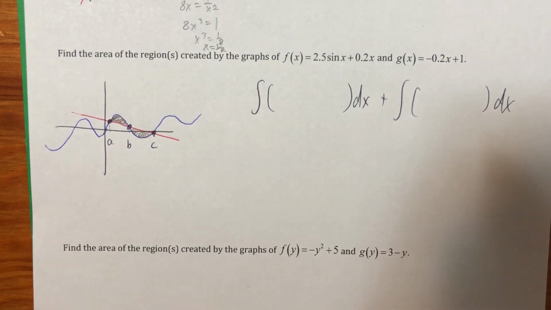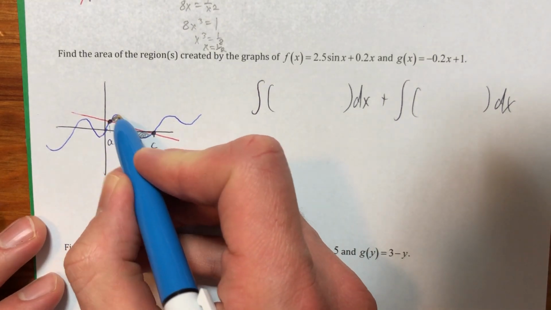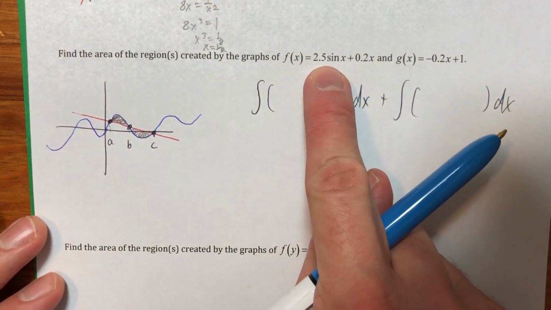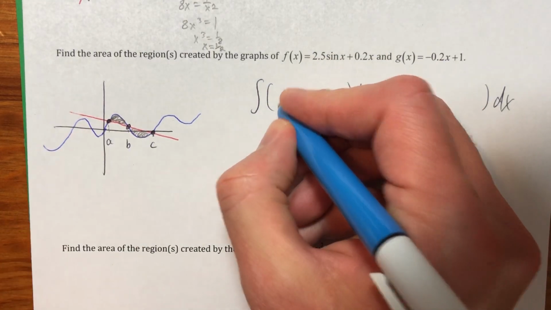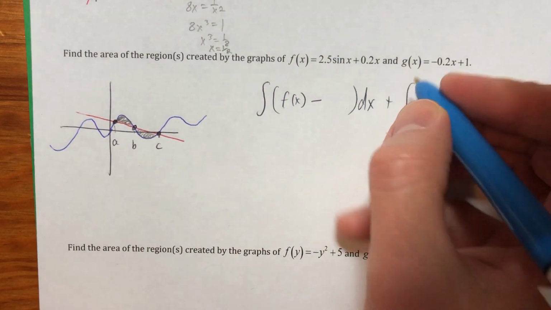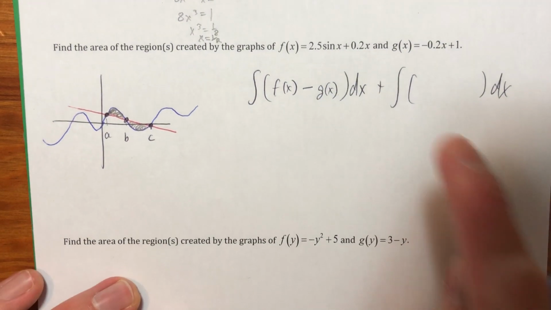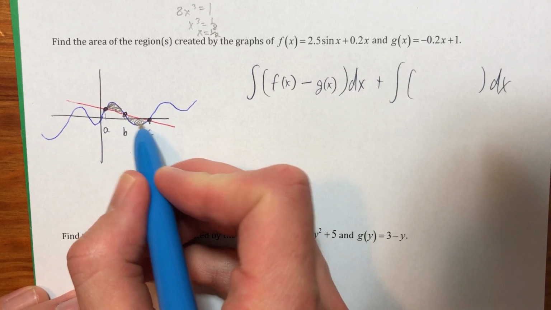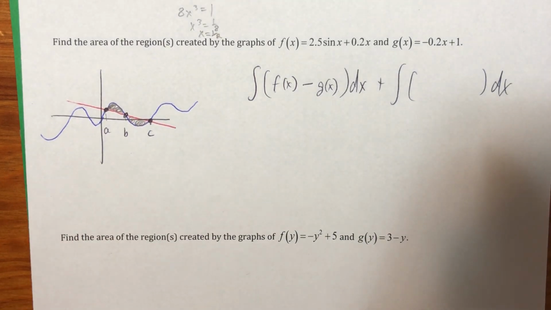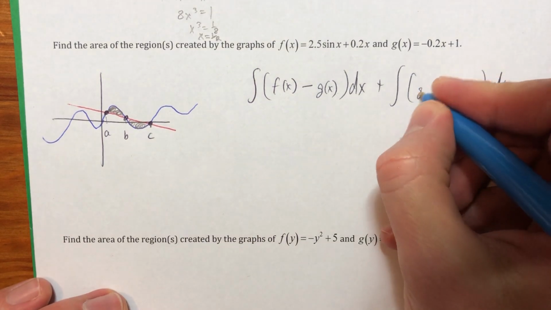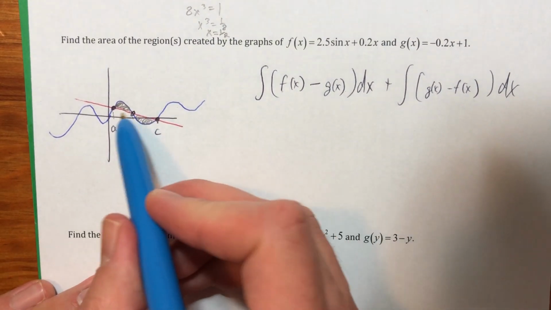All right, let's also figure out what's on top and what's on bottom. In this case, the blue one's on top, which was the sinusoidal graph. That's F. So the first interval is top minus bottom, which is F minus G. The second one is also top minus bottom, but now that it shifted, the greater function, the one above the other one, changed. So it's G of X minus F of X in this case. So now let's find A, B, and C.